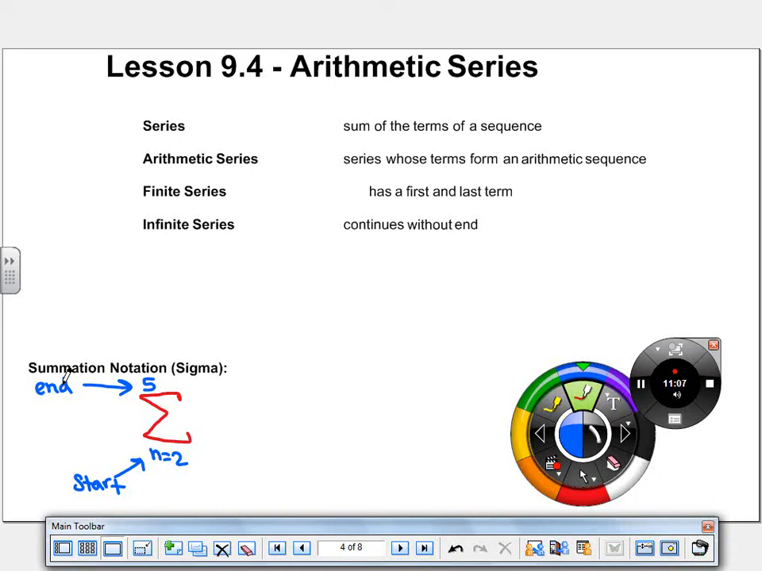How do you know what the terms are? After the sigma, they put an explicit rule, like the rules that you were coming up with in last night's homework or the homework over the weekend, that tells you how to figure out which terms you are adding up. So let's say here the rule was 2n plus 1.